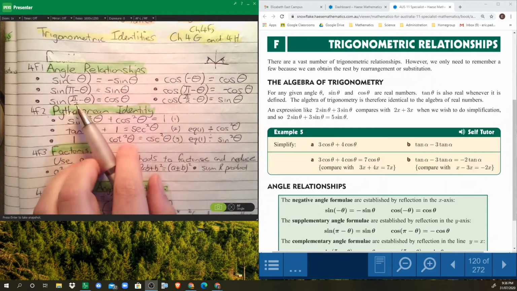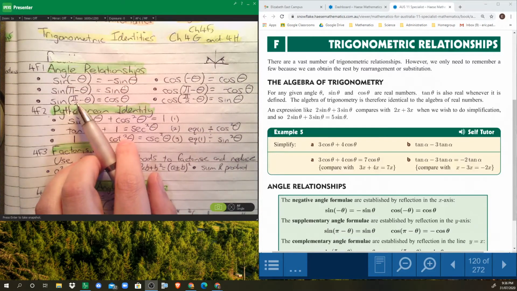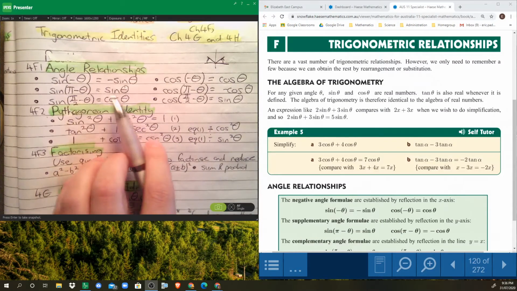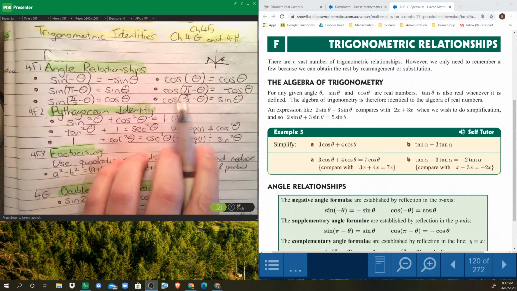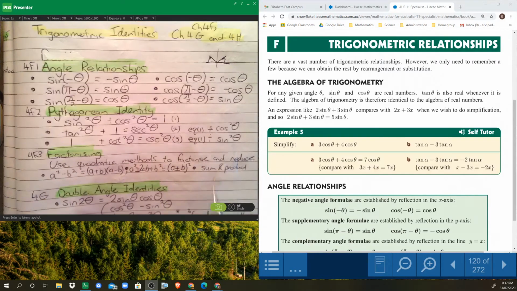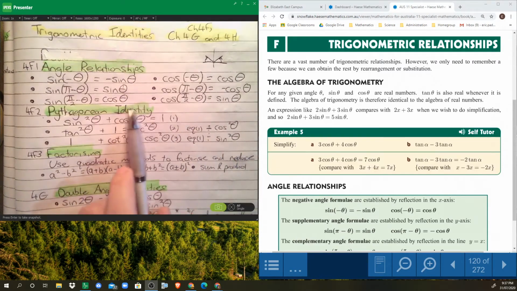Also note that you've got the ones that change sine to cosine. So pi on 2 minus theta, sine of that equals cosine theta, and cosine of pi on 2 minus theta equals sine theta.